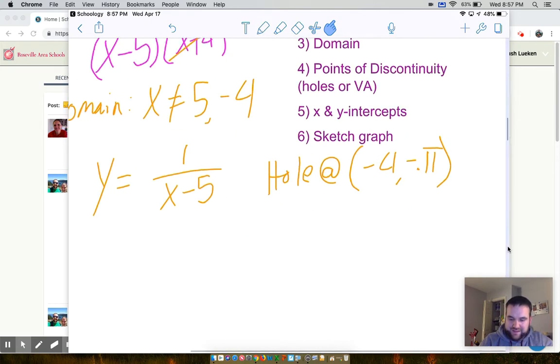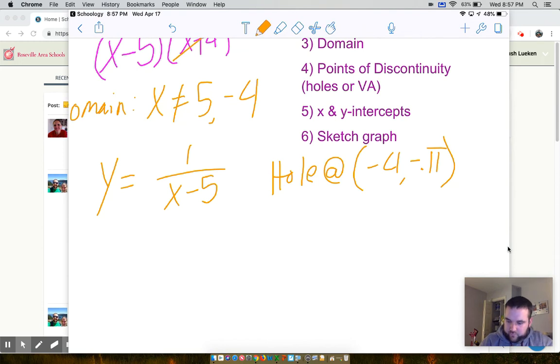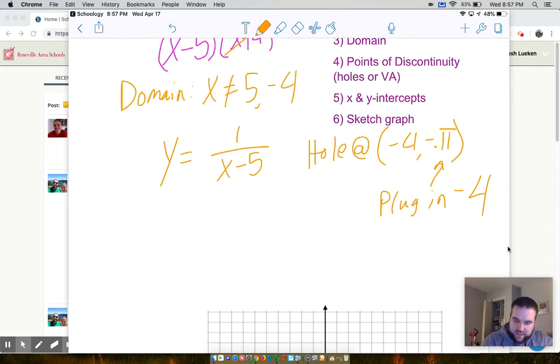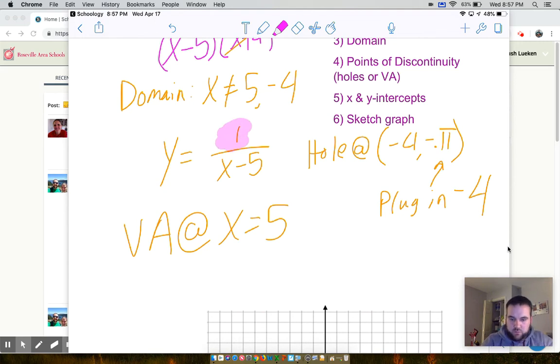I'm not going to be able to get that exact. Again, this I got from plugging in negative 4. Okay, I see I have a vertical asymptote still because that wasn't removed, at x equals 5. The x-intercept is what makes the numerator 0, but since the numerator can't equal 0 because it's just the number 1, I know that I have no x-intercepts.